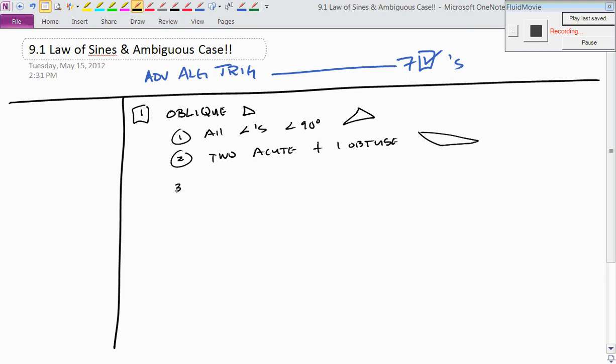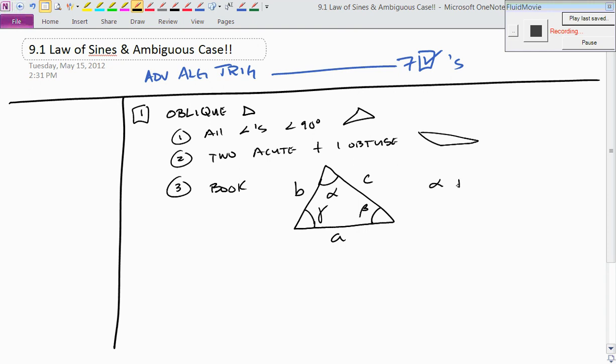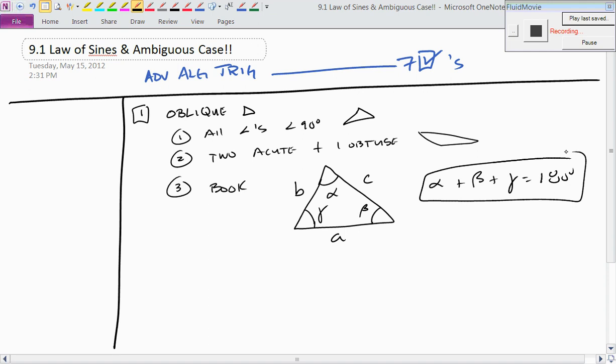And here's how the book sets it up, okay? The book sets up an oblique triangle as follows. If this is A, then the angle that's opposite A is going to be our alpha. If this is B, then the angle that's opposite our B is going to be our beta. And if this is C, since we no longer have a right triangle, we have to say we have a new angle. We're going to call that gamma, right? This little symbol for gamma. So we have alpha, beta, and gamma. And alpha plus beta plus gamma has to equal 180 degrees always, because it's a triangle after all.